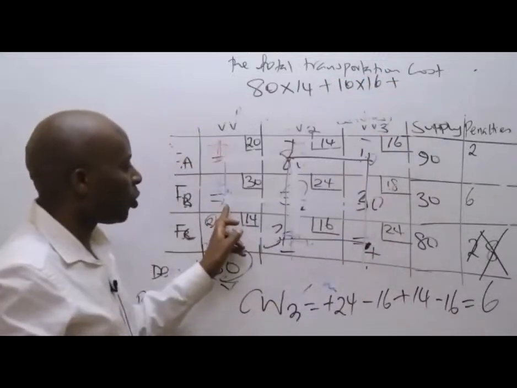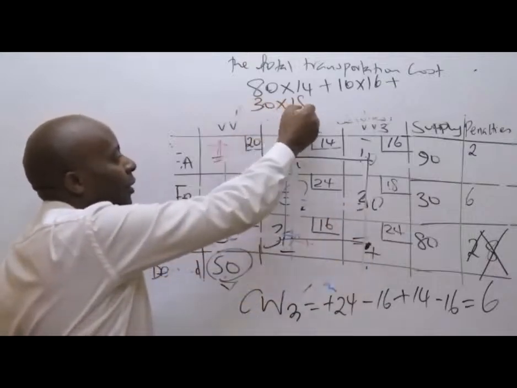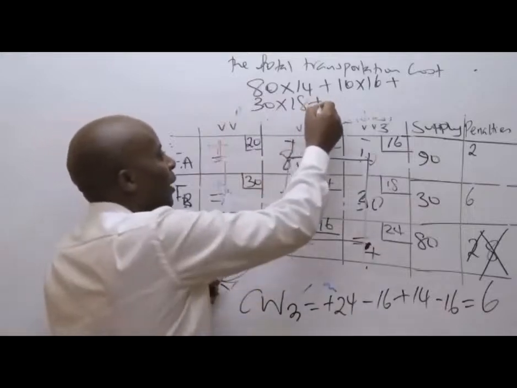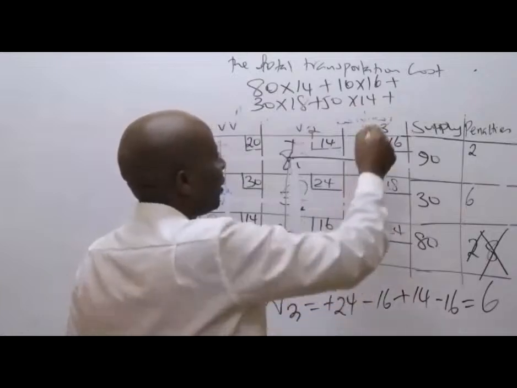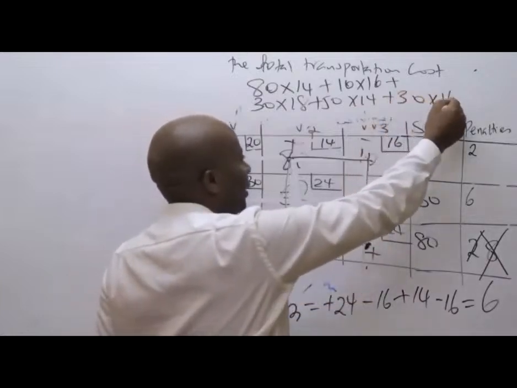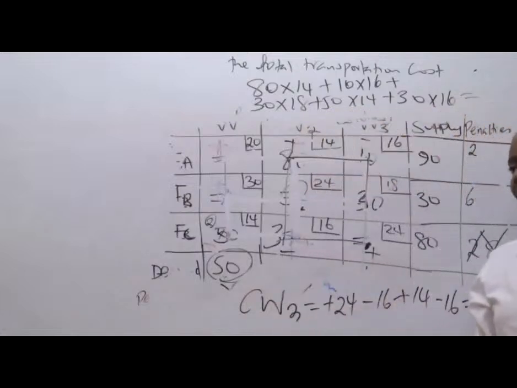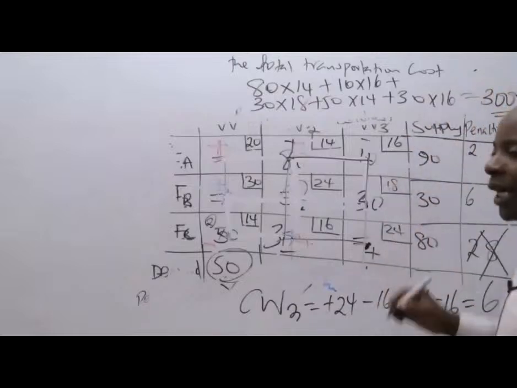Just try to get all the quantities. We have 30 times 18. 30 times the cost per unit, which is 18, plus 50 times 14, plus 30 times 16. Come and give us a figure. So Edward gives us a figure of 3,000.